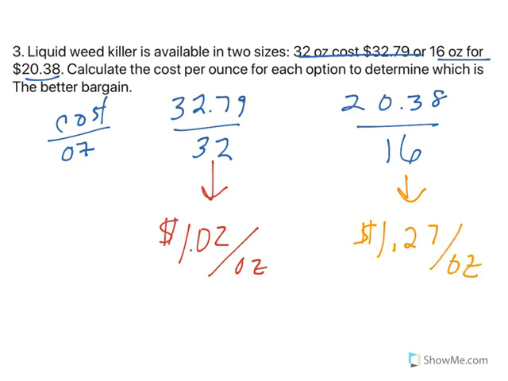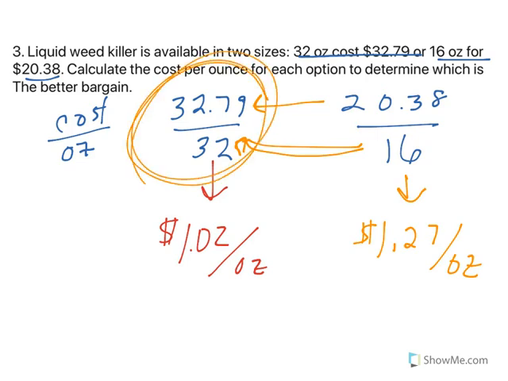So if you can afford the $32.79, it's a better deal than the other one, because you're paying 25 cents less per ounce. Which you can kind of see that it's a better deal. Because 16 times 2 is 32, so that's double. But if you double $20, that's 40, and 32 is not 40. So you can tell kind of by looking that this one is the better deal.